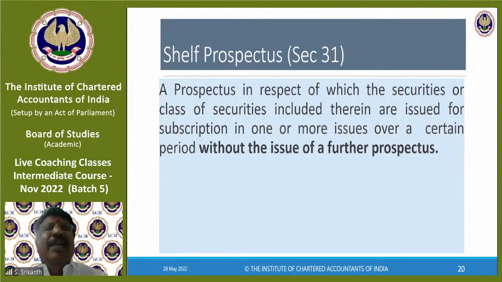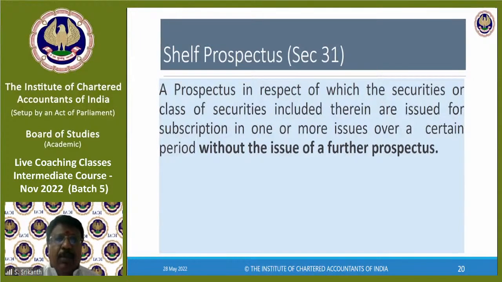There are certain issues like debentures. The company can approve the issue of debentures, but they may not issue the entire debentures in one shot. They may be issuing it over 1 year in a series of debentures. In those cases, it is enough if you issue one prospectus. Thereafter, you don't have to issue. Let us say that you are going to issue 1 crore worth of debentures in 4 tranches, 4 installments. 25 lakh, 25 lakh, 25 lakh, 25 lakh, from 22 April to 23 March, 1 year.